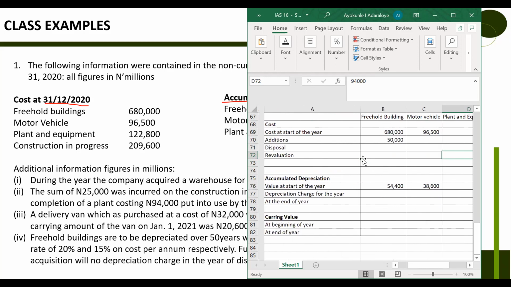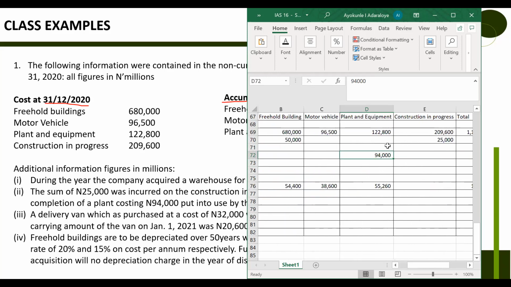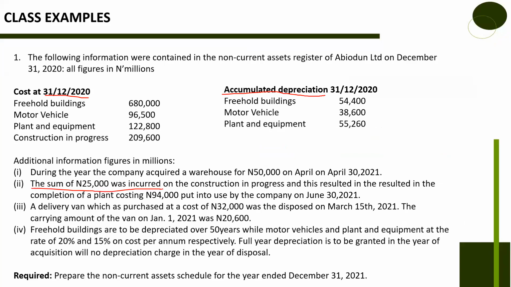So new additions for the year will move this 94,000. Let me show you my screen again. The sum of 25,000 naira was incurred on construction in progress, right? You were still building. You spent an additional 25,000 naira. But immediately you finish spending it, it will first of all go in as what? Into your construction in progress. By the time you finished it, they said it resulted in the completion of a plant that has taken you a total cost of 94,000.